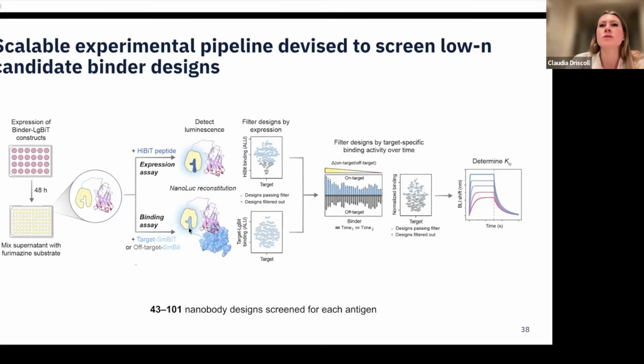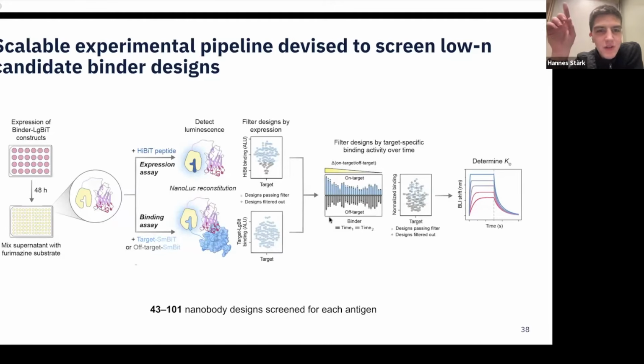Right. And if anyone's worked with luciferases, in practice it's not a perfect on-off switch. You do get some background, but you can account for that with appropriate controls. So for this bottom binding assay, we simultaneously add binder-large bit to an on-target, for example PDL1 fused to small bit, or an off-target protein fused to small bit. And so we can use these two luminescence quantifications to measure on-target versus off-target binding.